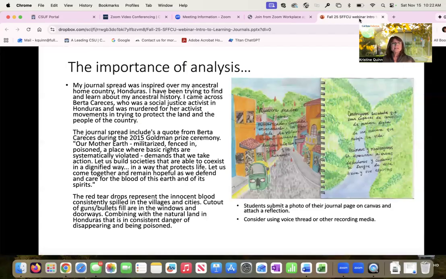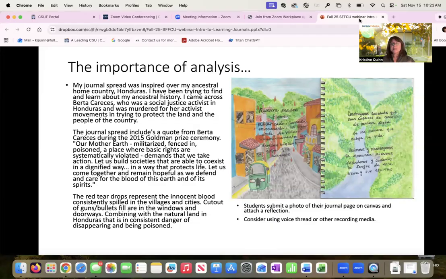So again, that importance of analysis, and I wanted to share a student's response and a student's journal page so that you can see just how deep my students can go with this process. So they work in their journals. They respond to some sort of stimuli, whether that is reading a research study or an article or a poem, or they watch a film, whatever the learning stimulus is. They work in their journal and then they photograph it.